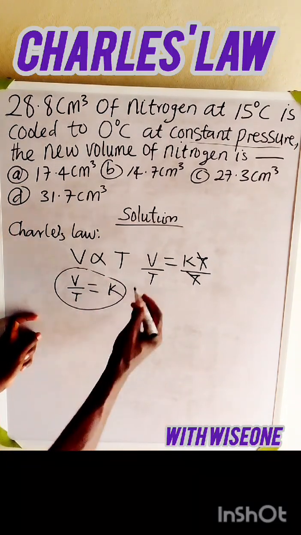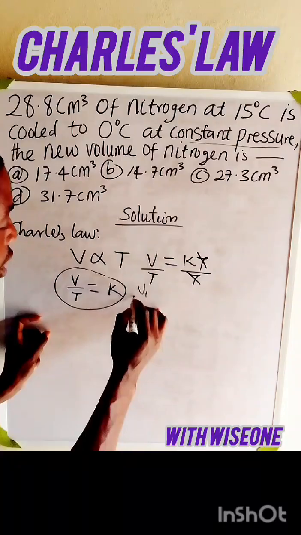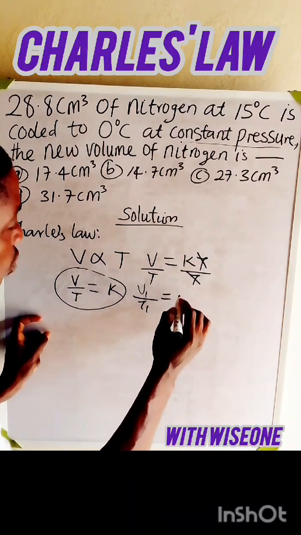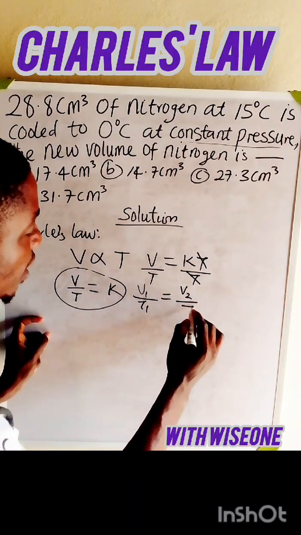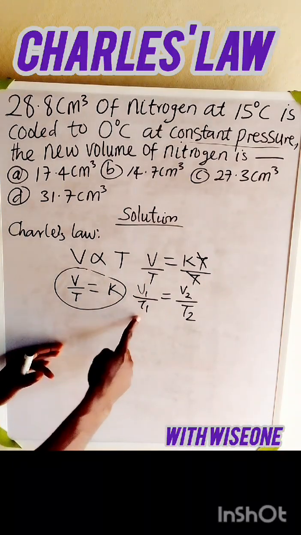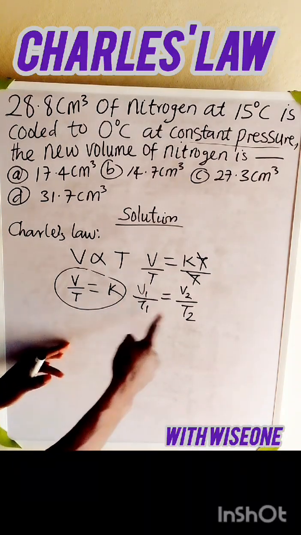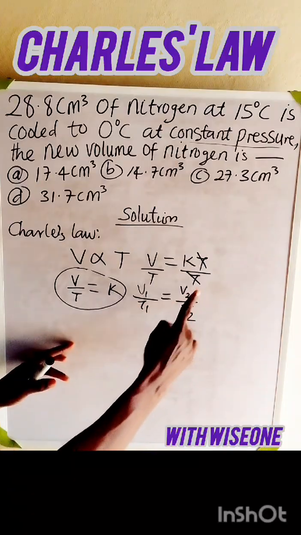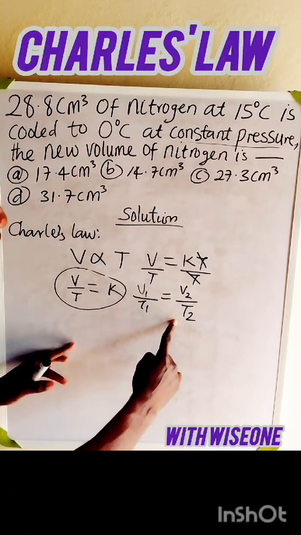We are going to rewrite the formula to have that V1 all over T1 is equal to V2 all over T2. Where V1 here is the initial volume and T1 is the initial temperature. V2 is the final volume and T2 the final temperature.